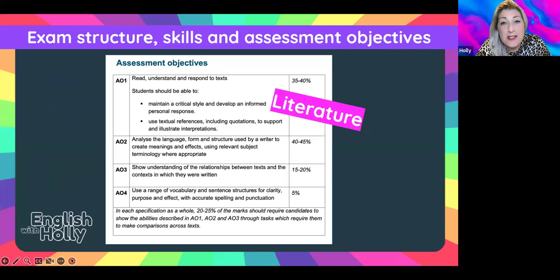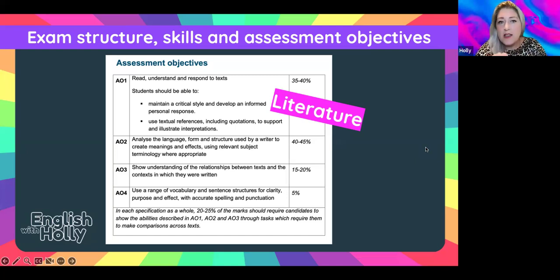So we'll quickly look at the assessment objectives. These are the things that are being tested, okay? Now, the wording might vary slightly by exam board, and you can see the percentages along the side are not fixed, and that's because this is taken from a government document that outlines what all exam boards must include in their English exams, so that there's consistency across the exam boards.